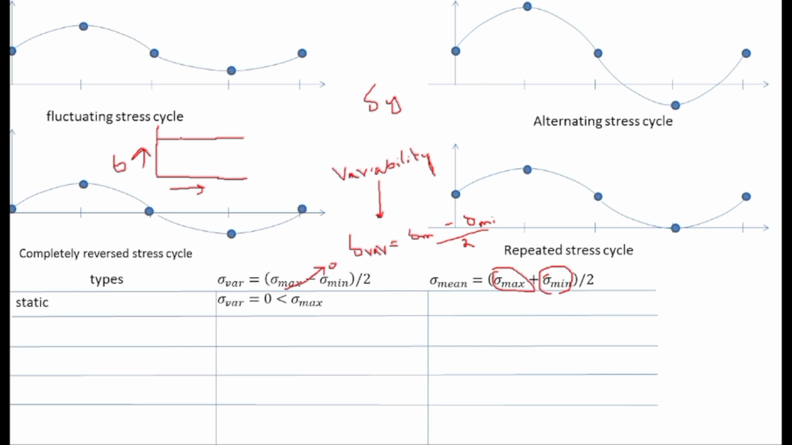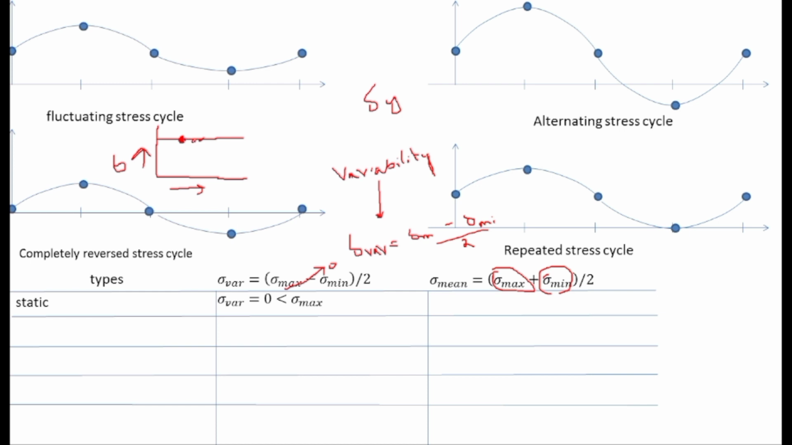So you can see that, let's say this is the sigma max and this is the sigma minimum. When you add these two and divide that by 2, it will give you the mean value. Sigma max plus sigma minimum divided by 2 is the formula for the mean stress when we want to find out the mean stress at 2 points.